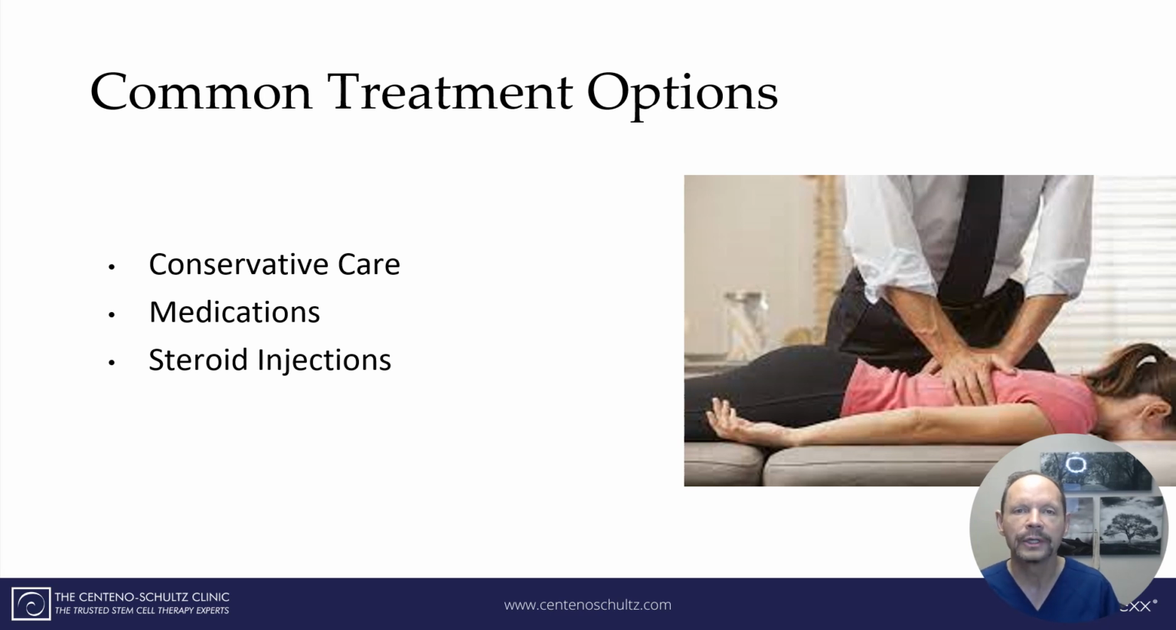What are the common treatments for thoracic spondylosis? When appropriate, you always want to start with conservative therapy. That would include physical therapy, chiropractic care, rest. You also want to initiate safe medications, turmeric, good quality fish oil. And then when conservative care and medications don't work, often some patients are referred for steroid injections.